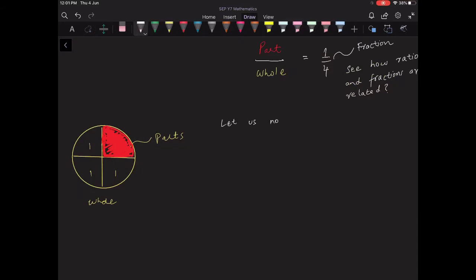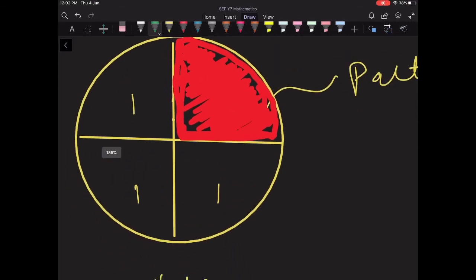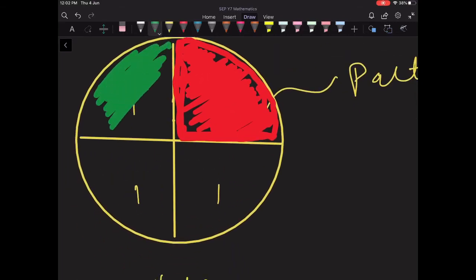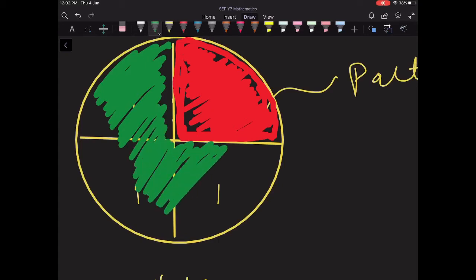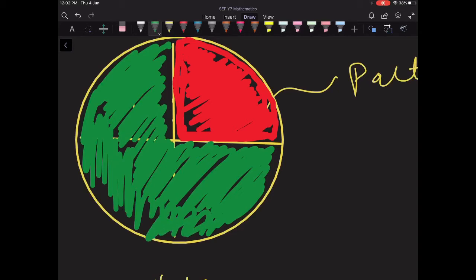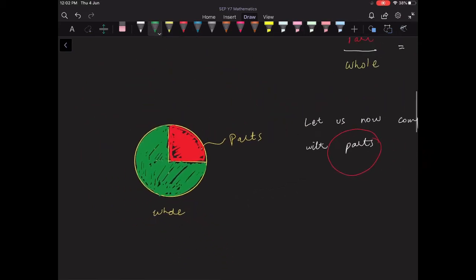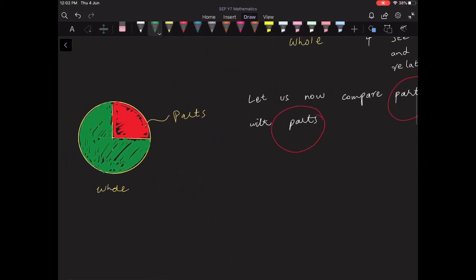Let us now relate one part of the whole to another part. One of the parts is colored red, and we shall color the other part green to differentiate. We can already see how the green part is bigger than the red part. But how many times is it bigger? Let us find out.